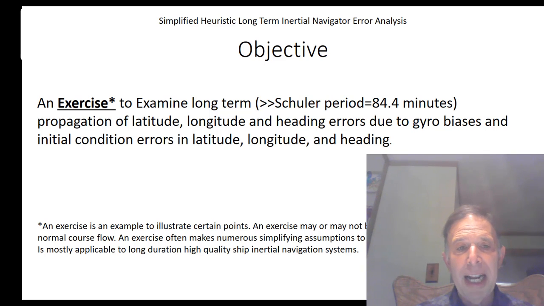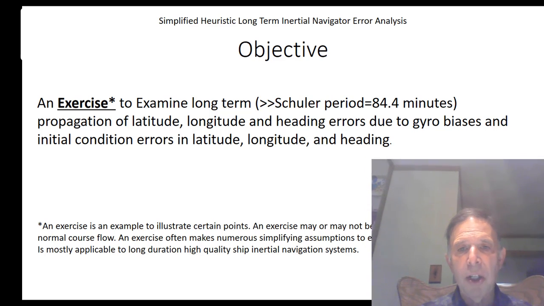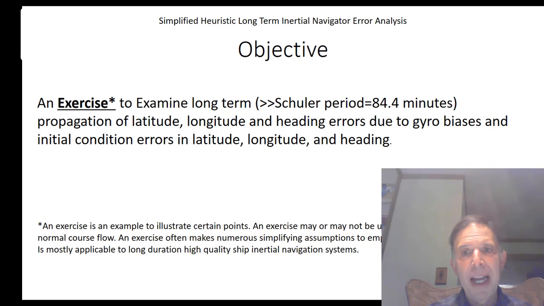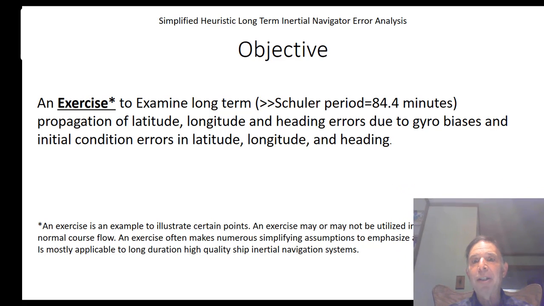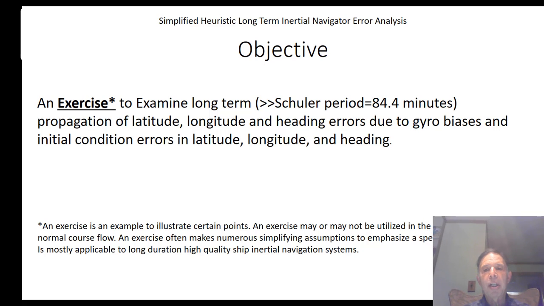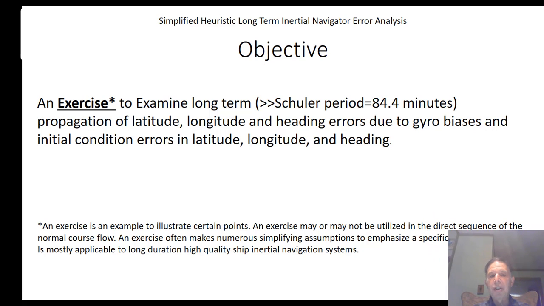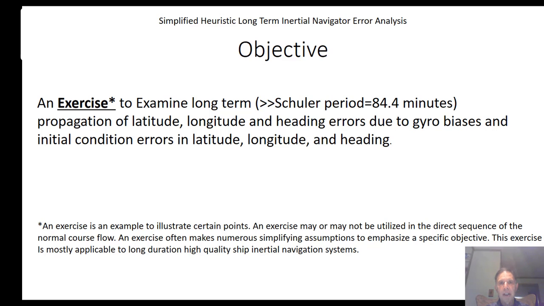So our objectives in this exercise are to examine long-term, that is generally considered greater than Schuler period or 84.4 minutes, propagation of latitude, longitude, and heading errors due to initial condition errors in latitude, longitude, and heading, as well as due to gyro biases. This type of exercise is not generally included in navigation books, as their level of mathematical rigor usually is considerably more difficult than we'll try to accomplish in this exercise.